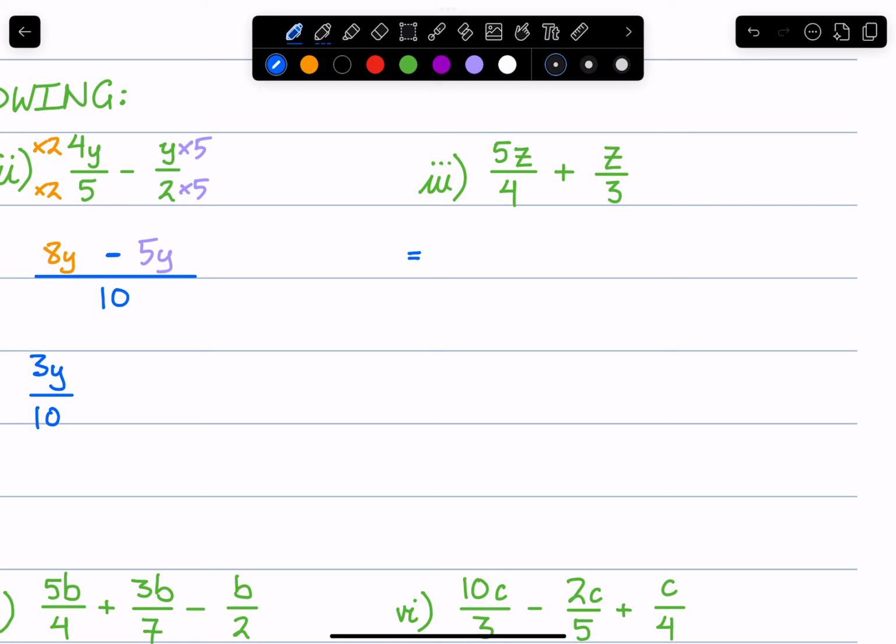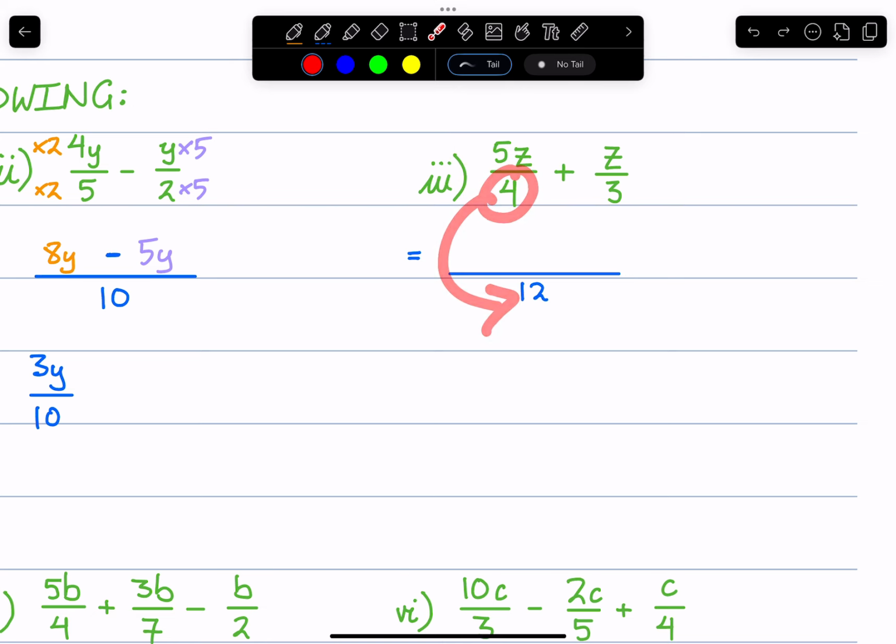Once again, here we go. We need the same denominator. So between 4 and 3, the lowest common multiple is 12. For 4 to become 12, we need to multiply by 3, and so we multiply the numerator by 3 as well. In actual fact, for this third one, you don't need to write in those bits. You can do that all in your head. So 4 times 3 gives me 12, so we multiply this by 3 as well. 5z times 3 is going to be 15z.